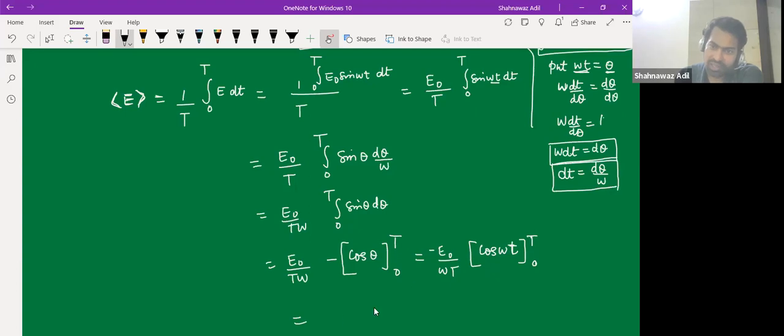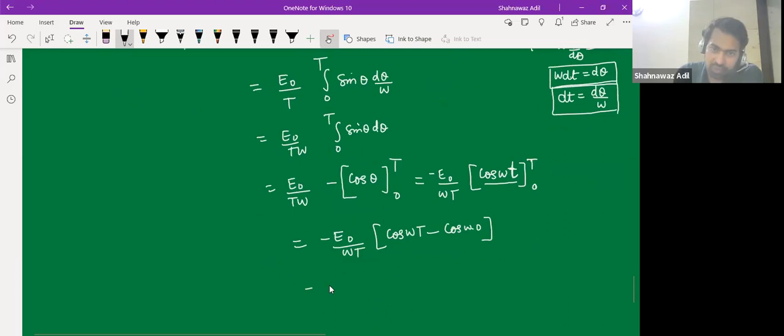So then I can put back. My function is cos omega t, and in place of t, I have to put T and I have to put 0. So this is cos omega T minus cos omega into 0. So this would be minus E naught by omega T, and cos omega T minus cos 0. So we have to find out what is this value, right?